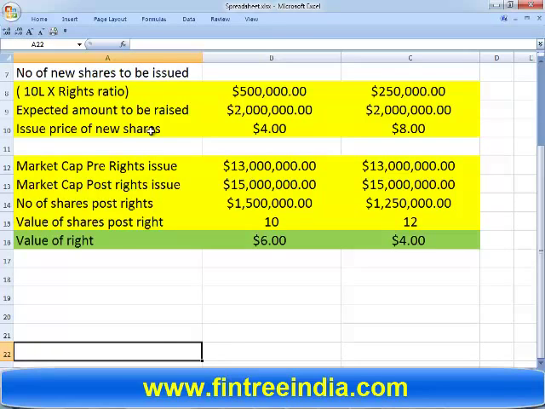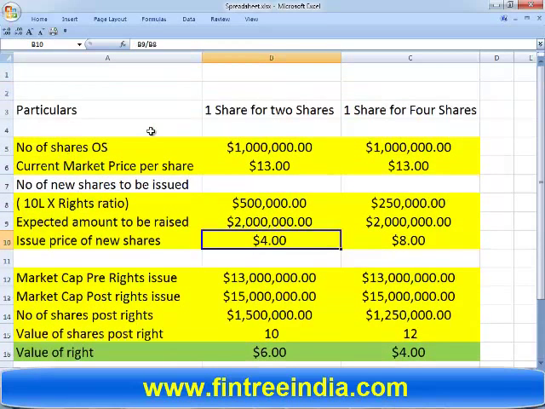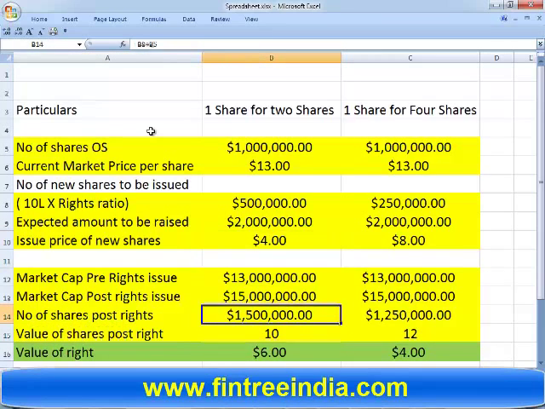Are you clear with this? So you're buying that new share for how much? 4 rupees. But that share right after buying is going to be worth how much? 10. So you're buying at a cheaper price, by 6. Again same here: 8, 12, 4.